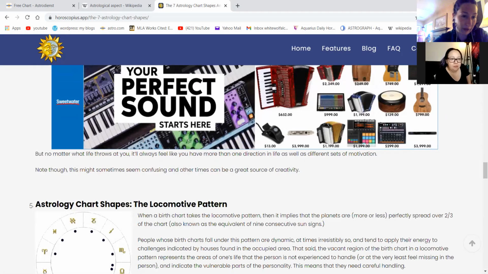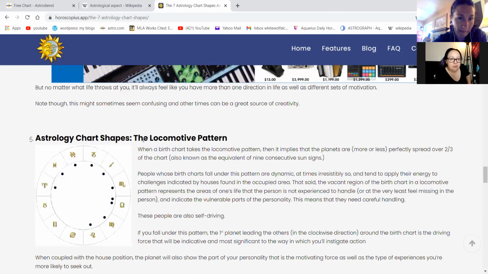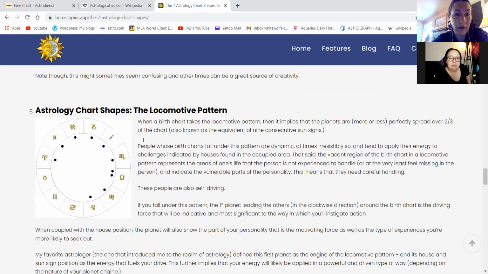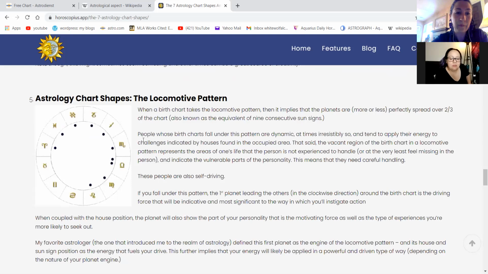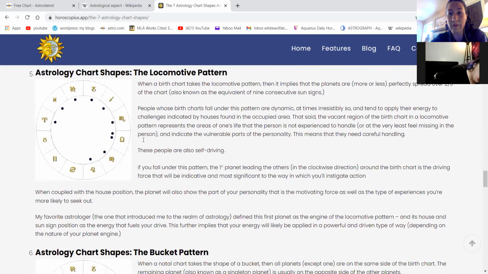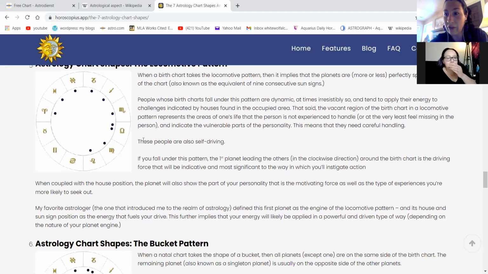The locomotive pattern. When a birth chart takes the locomotive pattern, then it implies that the planets are more or less perfectly spread over 2/3 of the chart, also known as the equivalent of 9 consecutive sun signs. People whose birth charts fall under this pattern are dynamic, at times irresistibly so, and tend to apply their energy to challenges indicated by houses found in the occupied area.